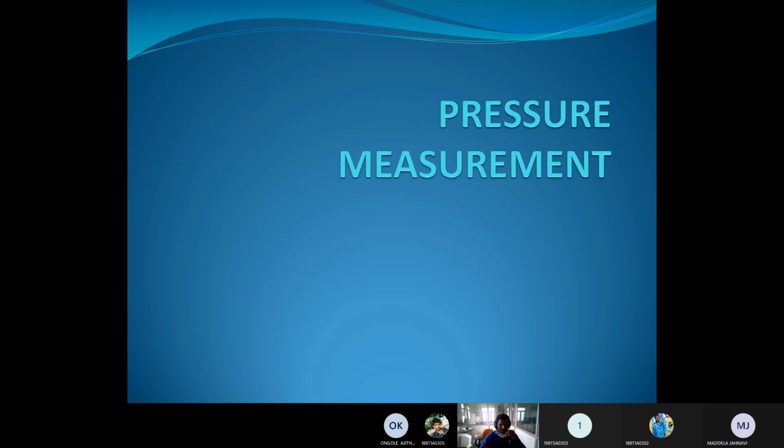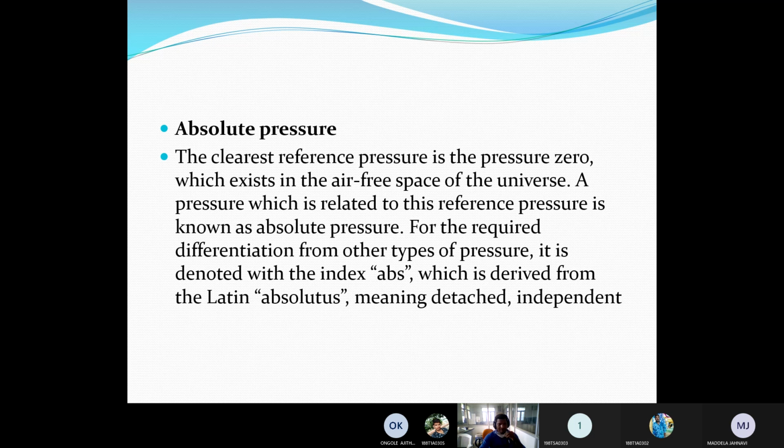Pressure measurement. What is meant by absolute pressure? The clearest reference pressure is the pressure zero, which exists in the air free space of the universe. A pressure which is related to this reference pressure is known as absolute pressure. For the required differentiation from the other types of pressure, it is denoted by the index ABS.